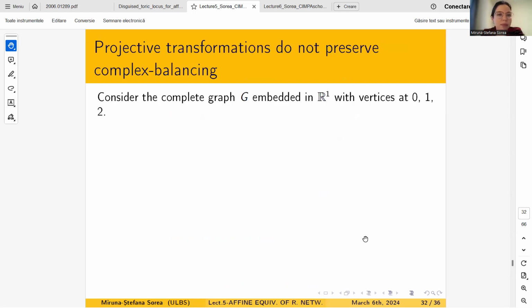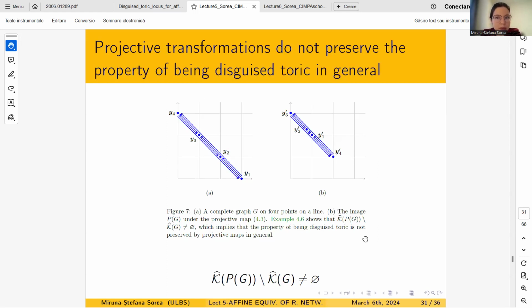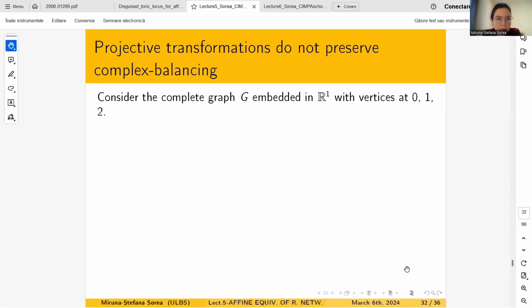Okay, and so this example, as a conclusion, is saying that projective transformations don't preserve the property of being disguised toric. So once we saw this, we were convinced that affine transformations are the best class that one could think of when working with complex balancing, at least in this context.